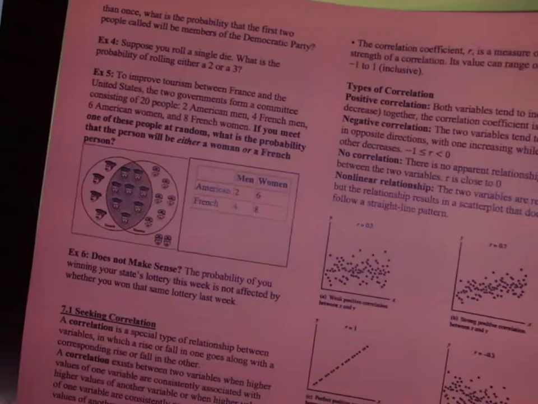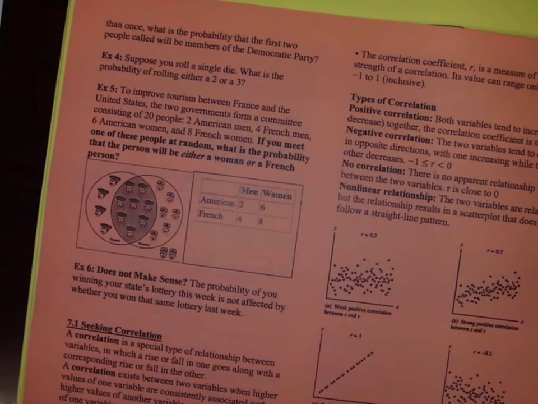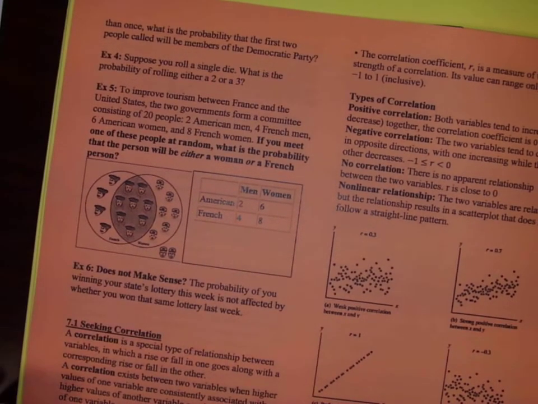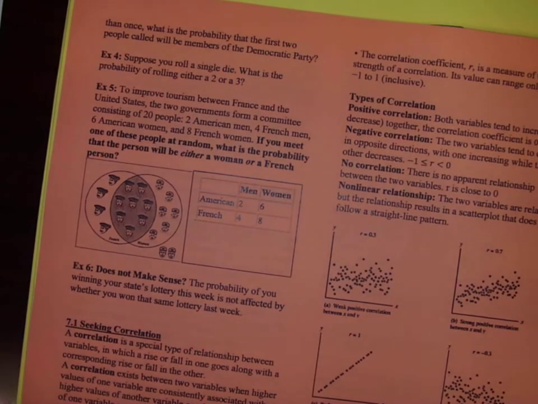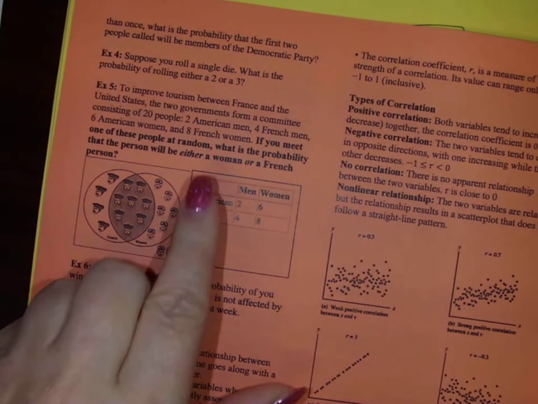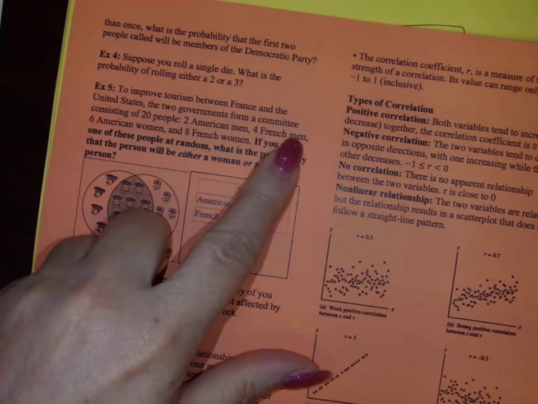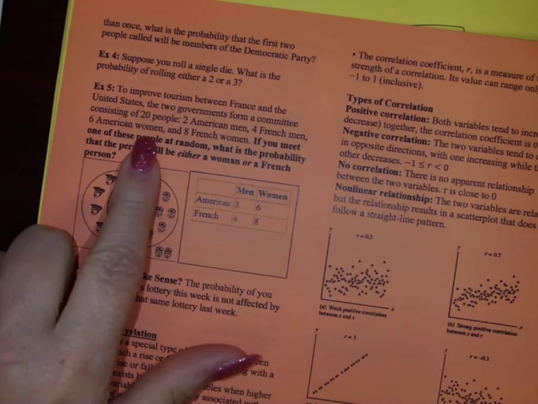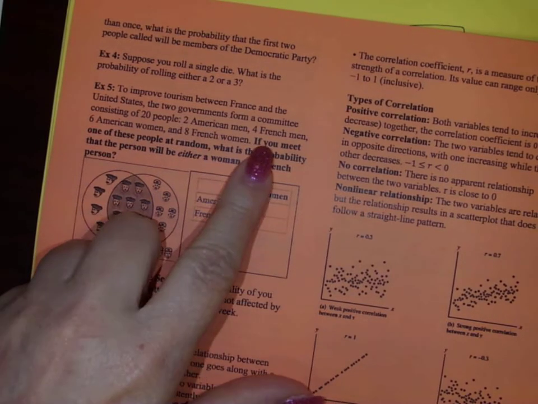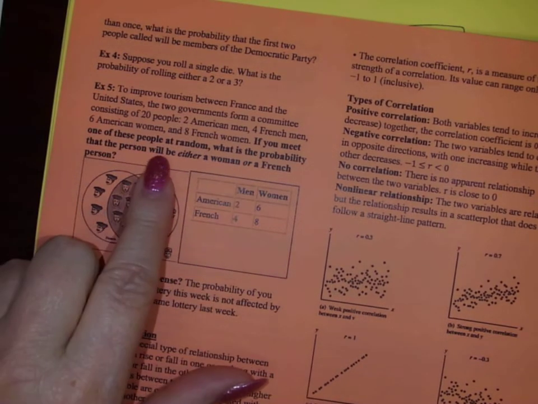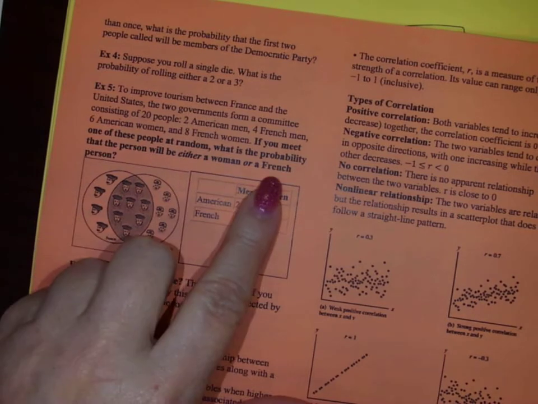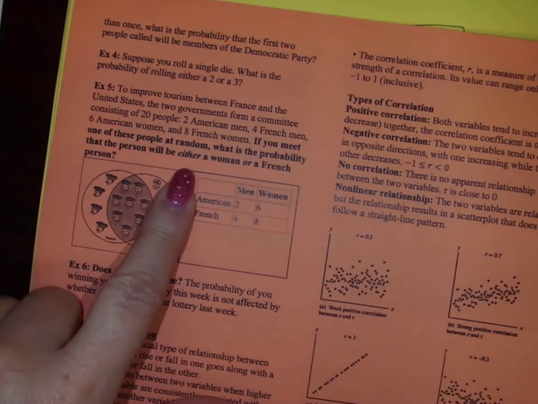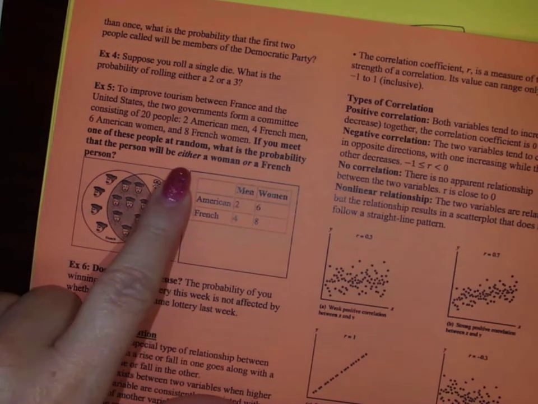All right, example 5. To improve tourism between France and the United States, the two governments form a committee consisting of 20 people. We have 2 American men, 4 French men, 6 American women, and 8 French women. If you meet one of these people at random, what is the probability that the person will be either a woman or a French person?